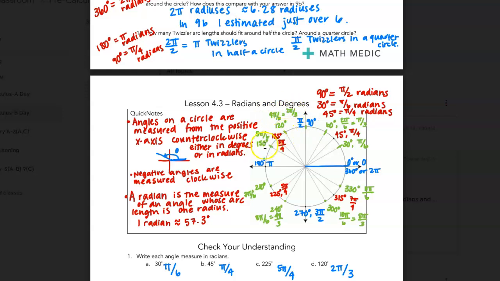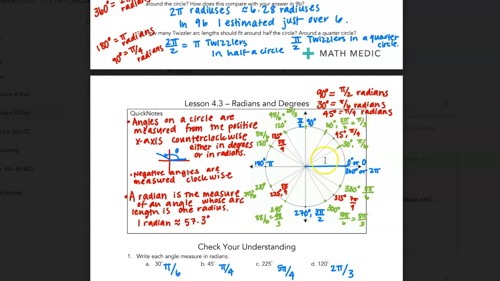And then 150 degrees is 5 pi over 6. 180 degrees would be 6 pi over 6, which simplifies to pi. 210 degrees is 7 pi over 6. 240 degrees, 8 pi over 6, which simplifies to 4 pi over 3. And then 270 degrees would be 9 pi over 6, which simplifies to 3 pi over 2. 300 degrees, 10 pi over 6, which simplifies to 5 pi over 3. 330 degrees, 11 pi over 6. And then finally 360 degrees would be 12 pi over 6, which simplifies to 2 pi. So that covers counting by 30 degrees.